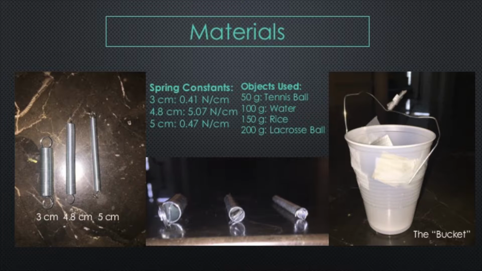In order to test my hypothesis, my procedure was to hang a spring on a hook, attach an object to it, then measure how many centimeters the spring stretches down. I experimented this by utilizing 3 different springs which carry a handmade bucket that holds the object. For my items, I used a tennis ball for 50 grams, water for 100 grams, rice for 150 grams, and a lacrosse ball for 200 grams. I accurately weighed these items on a scale and measured the original length of each spring.